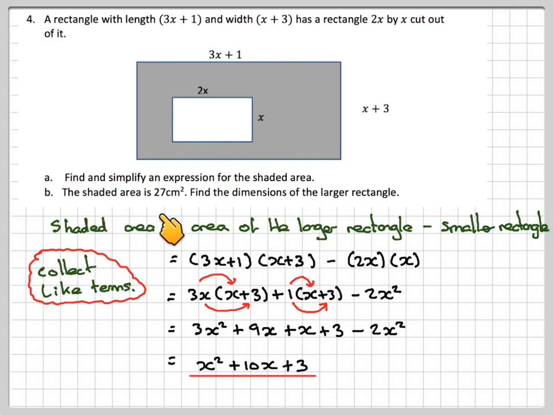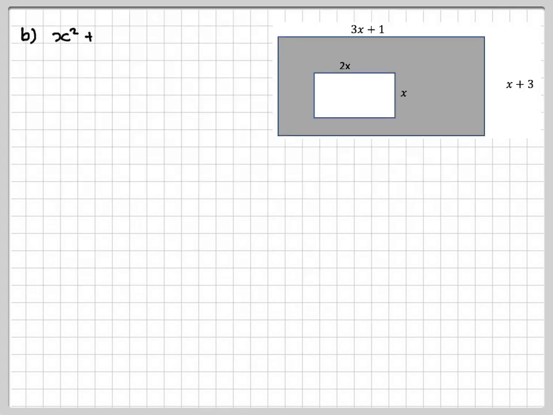It says the shaded area is equal to 27 centimeters squared. Find the dimensions of the larger rectangle. So what is this expression for the shaded area? We put it equal to 27. So putting it equal to 27, this is a quadratic. To solve a quadratic, you put it equal to 0. So if you take away 27, you're going to get minus 24.